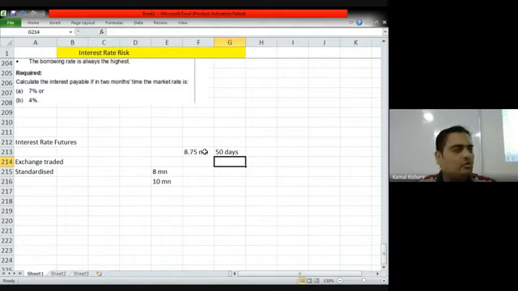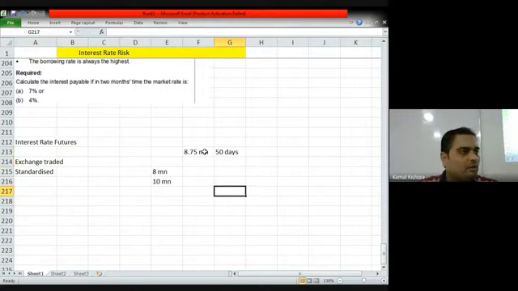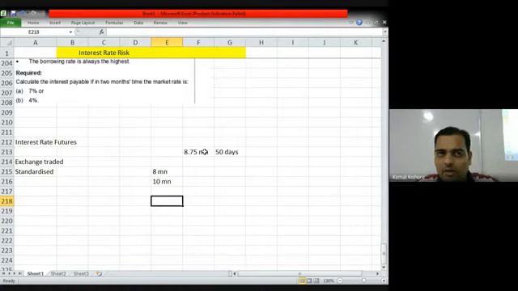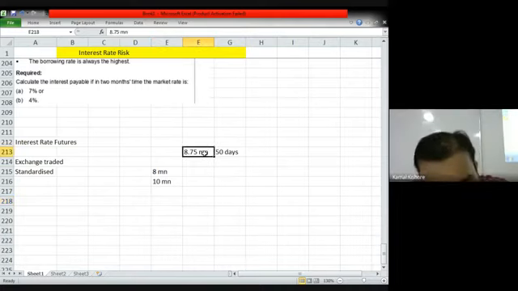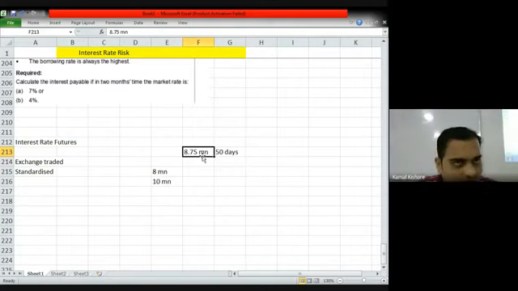Okay, but a futures contract is for 2 months or 1.5 months, either 45 days or 60 days, right? So now what is happening? Are you able to cover your exposure fully and properly? You're not able to cover fully and properly. Why? Because my exposure is 8.75 million. I'm able to take another exposure for 8 million or 10 million, but not for 8.75 million.